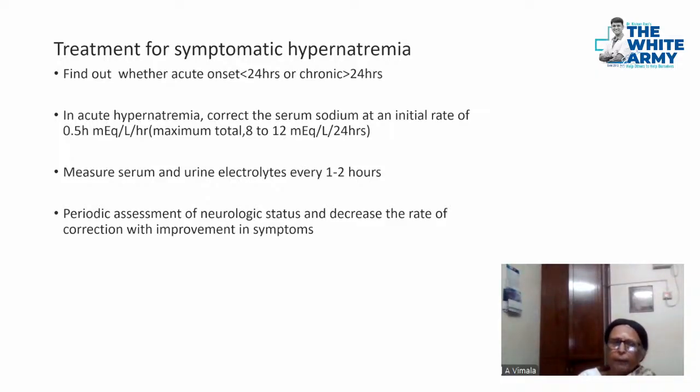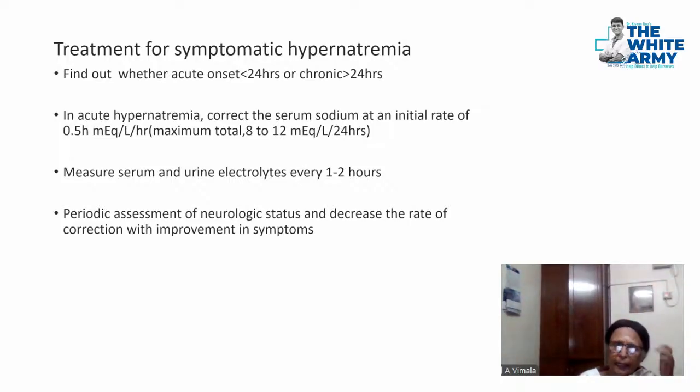In acute hypernatremia, correct the serum sodium. The correction rate should be 0.5 milliequivalent per liter per hour. 0.5 milliequivalent per liter per hour. And the daily correction should not exceed 12 milliequivalents. Preferably, it is better to keep it low, 8 to 12 milliequivalents. And the hourly correction should be 0.5 milliequivalent per liter per hour.